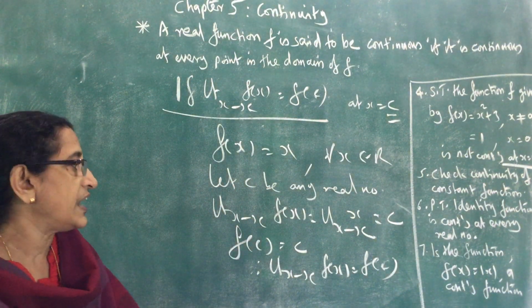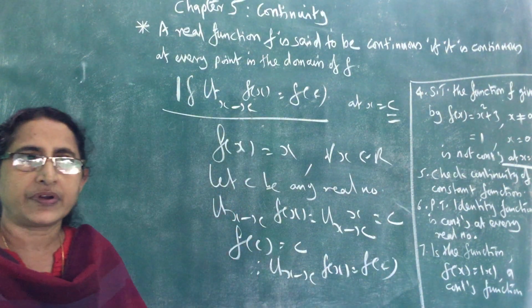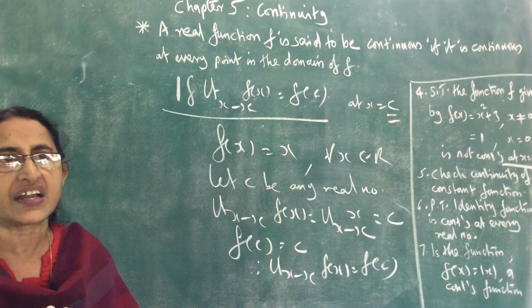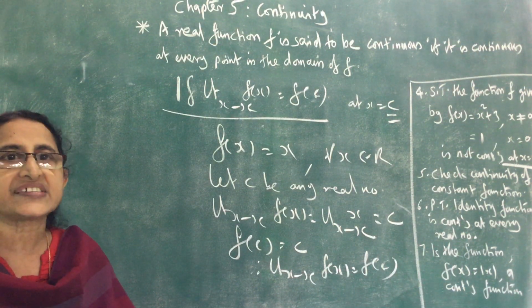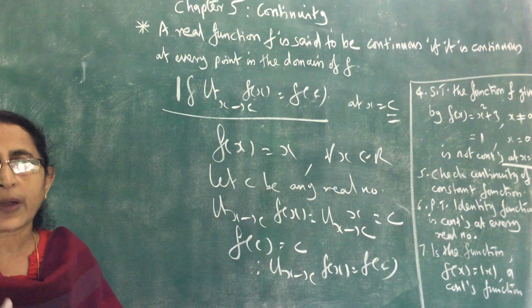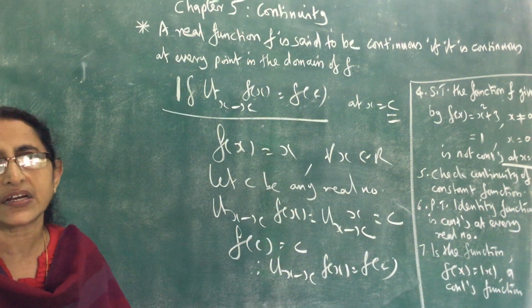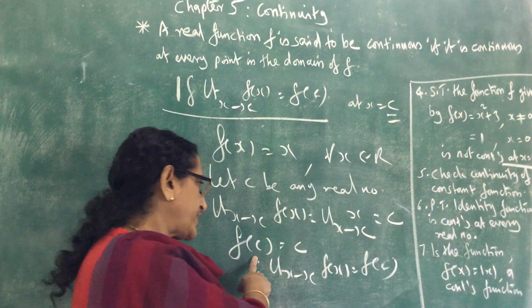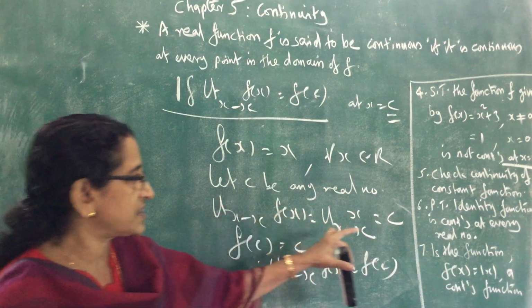So we conclude that the function is continuous at every real number c. Here we have taken c generally as any real number, and we proved that it is continuous at x equal to c. To represent all real numbers, at any real number, we represent it by c. So we conclude that it is continuous at every real number. So that is the sixth one.